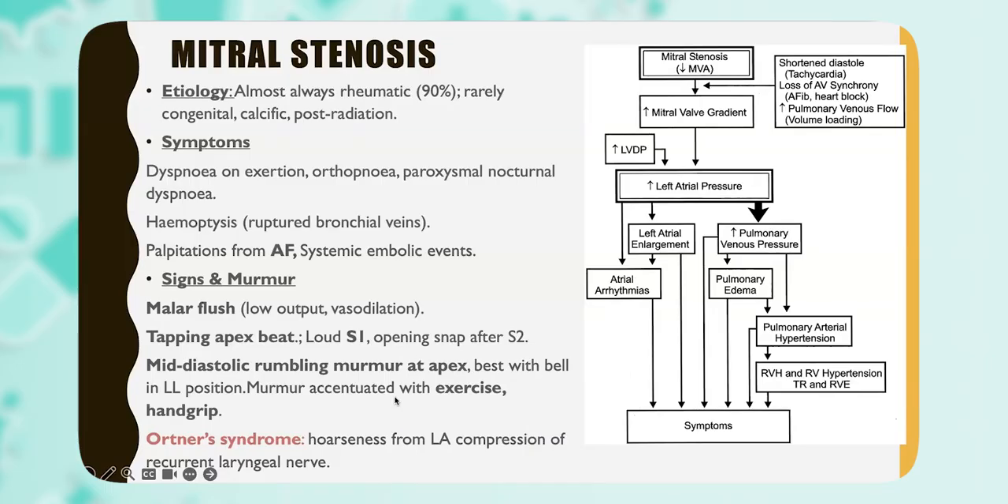So, mitral stenosis murmur increases with expiration because it's a left-sided murmur. Ortner syndrome is hoarseness from LA compression of the recurrent laryngeal nerve.